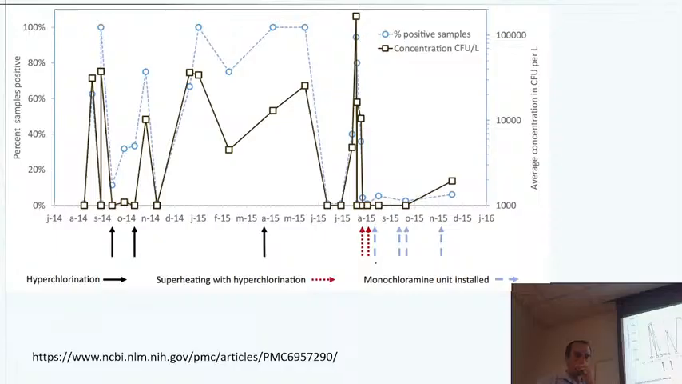So you see here, they did hyperchlorination, and then they did superheating with hyperchlorination, and then finally they added some residual monochloramine to have a long-lasting disinfectant stay in there for a longer time, cleaning out the system much better. And these are percentages of samples that had positive concentrations for bacteria.